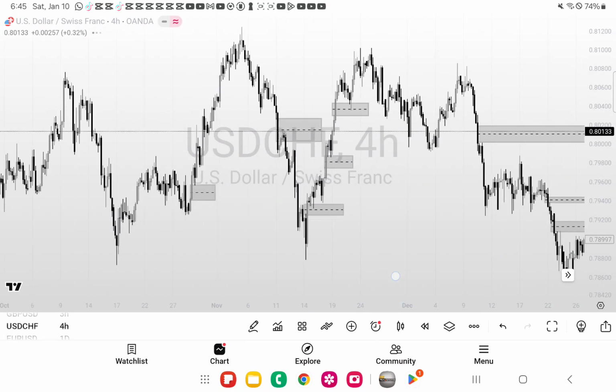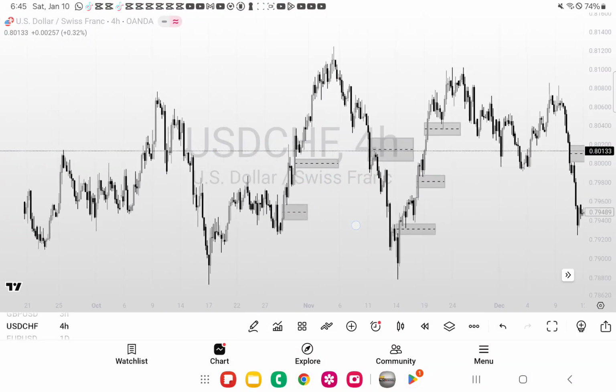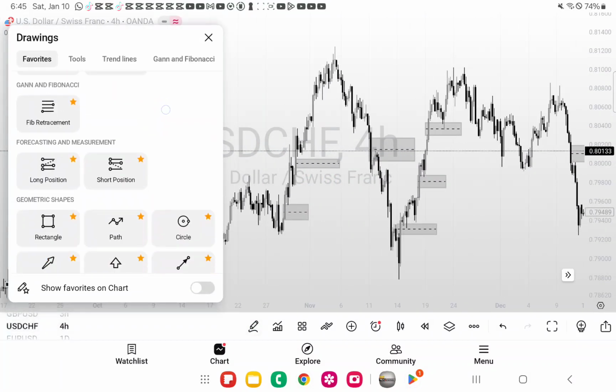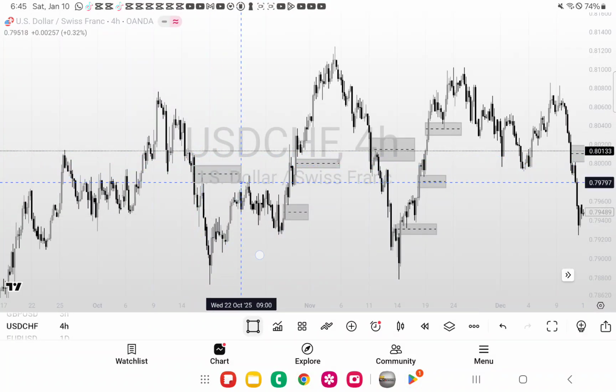So those are the fair value gaps that we have in the market. Even this one, we have this fair value gap as well. This is also a fair value gap. These are points of interest in the market. This is also another fair value gap. As you can see, we have this fair value gap.